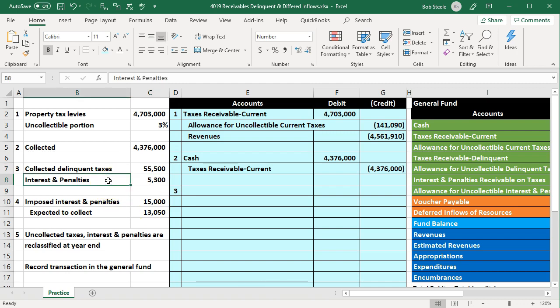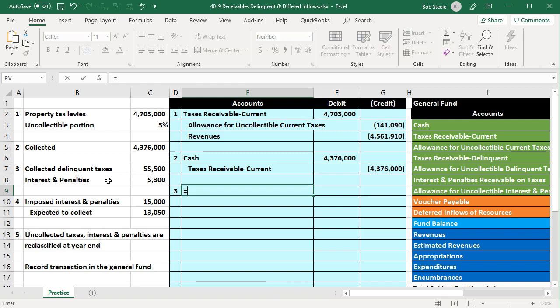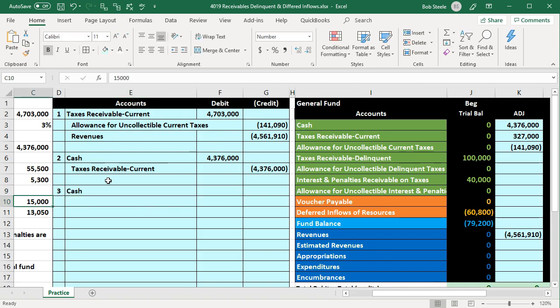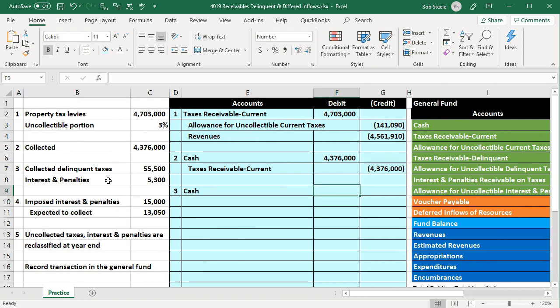and interest and penalties of 5,300. So again, we could kind of say, well, this is still pretty good. At least I can get part of this because we collected. That means we got cash. And again, you can't mess that up. We debit cash. Cash is going up. So that is what it is. So at least we know that. And we got cash for both of these amounts. So the 55.5 and the 5.3 add up to 60,800.